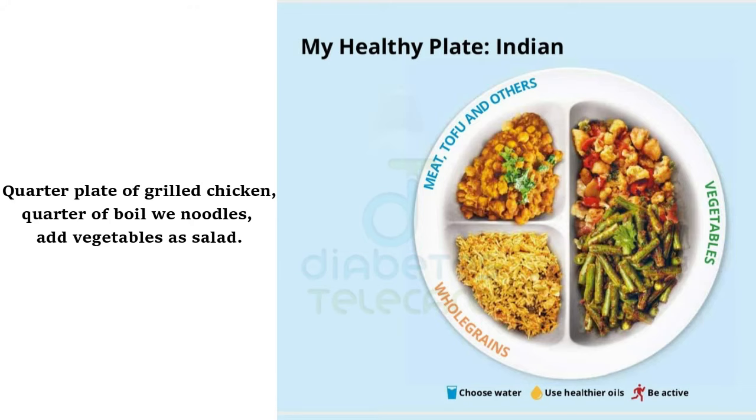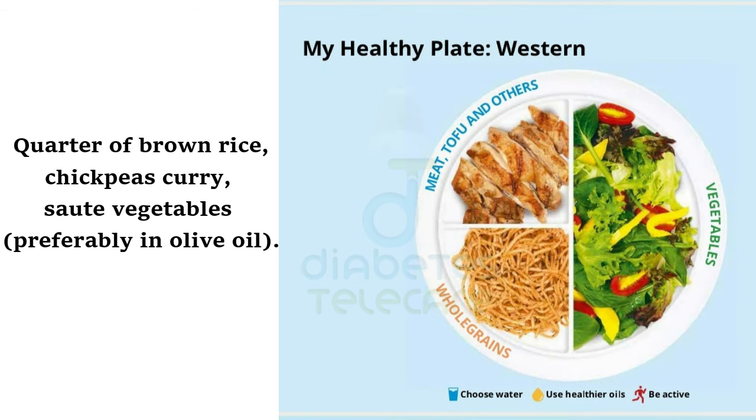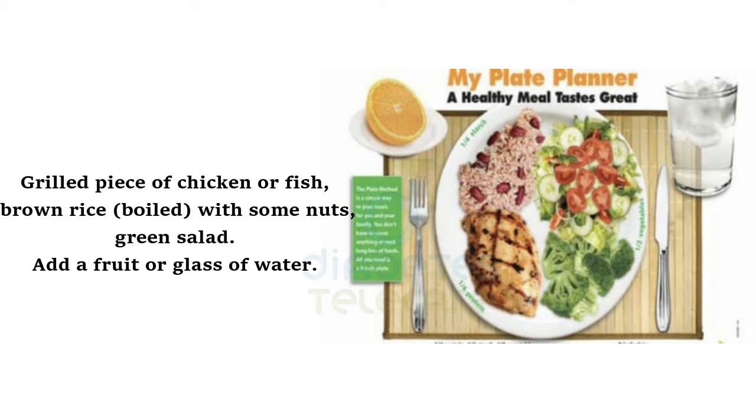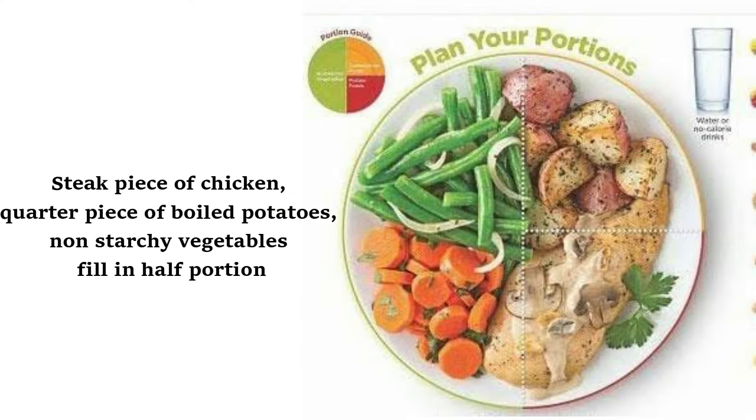1/4 plate of grilled chicken, 1/4 of boiled wheat noodles, add vegetables as salad. 1/4 of brown rice, chickpea curry, sauté vegetables, preferably in olive oil. Grilled piece of chicken or fish, brown rice boiled with some nuts, green salad. Add a fruit or glass of water. Steak piece of chicken, 1/4 piece of boiled potatoes, non-starchy vegetables fill in half portion.